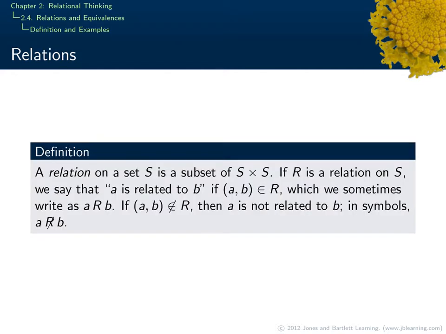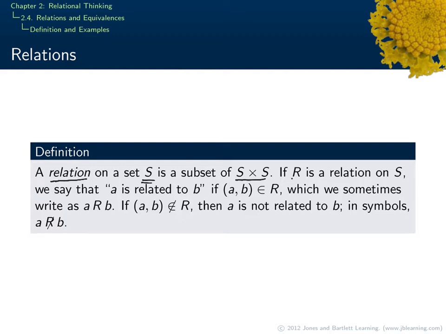So you might remember that given a set S, you can form the Cartesian product S cross S that consists of all ordered pairs of elements of S. Now, a relation is just a subset of the Cartesian product S cross S. So a relation technically is going to be a collection of ordered pairs on S.